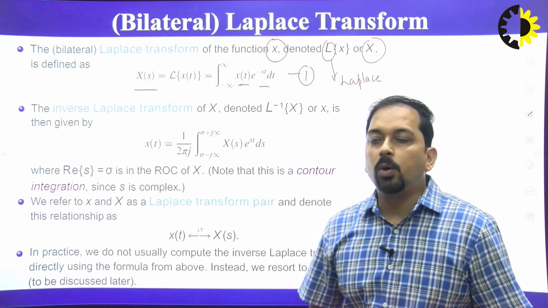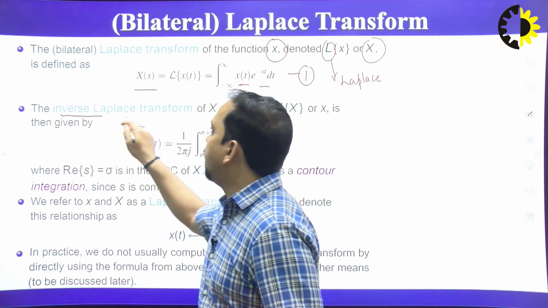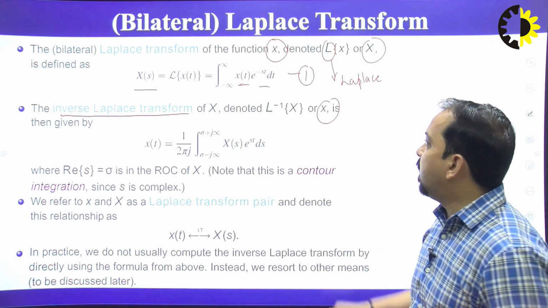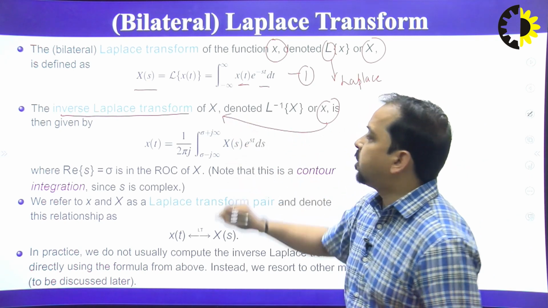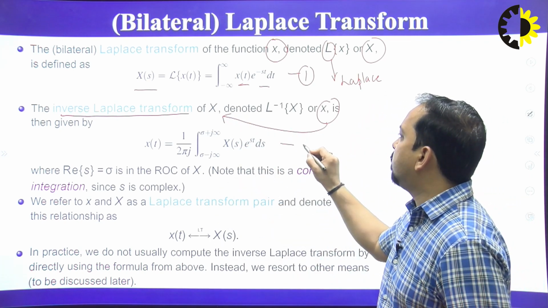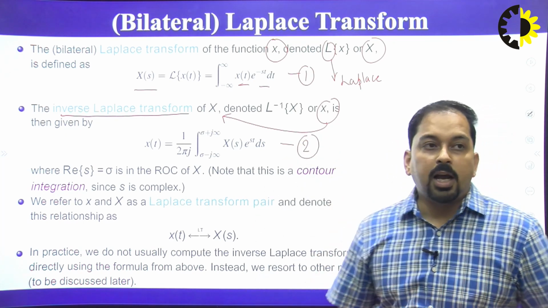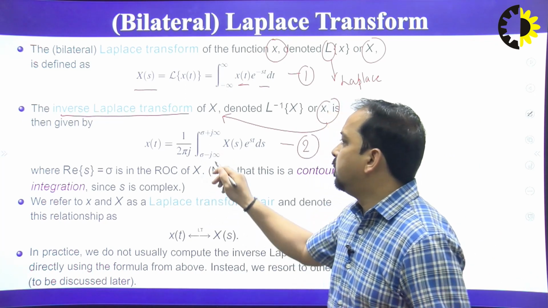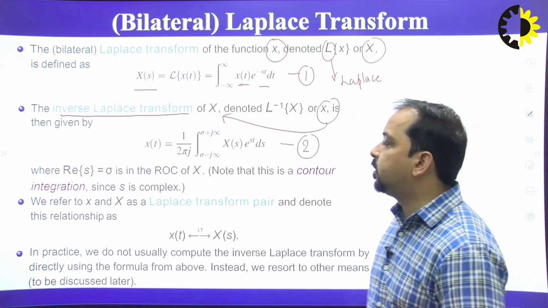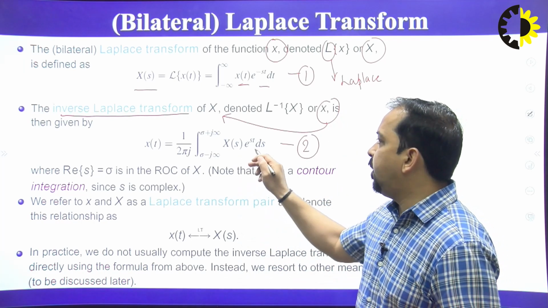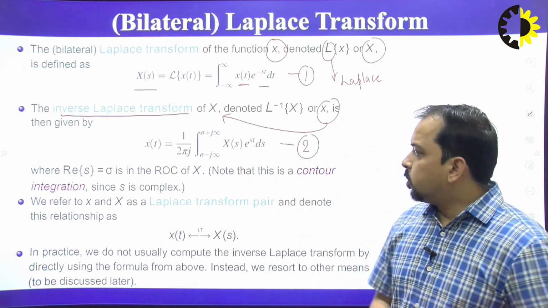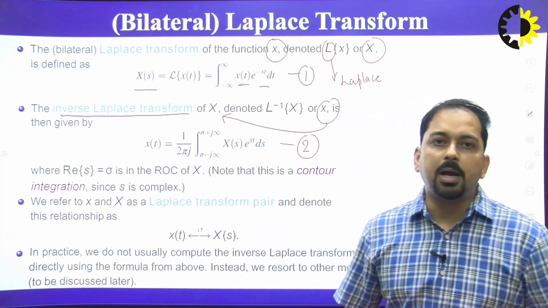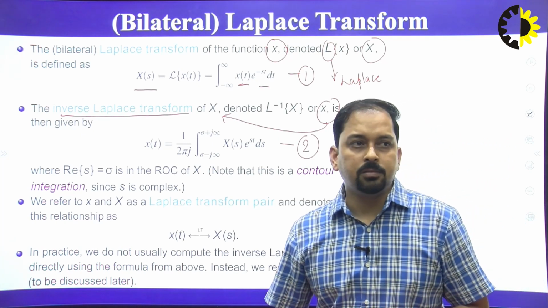We have one more relationship, which calculates the inverse Laplace transform. If we want to find the time domain signal x(t) from a given Laplace transform, we can utilize equation number 2. The generalized form is x(t) equals 1 by 2 pi j times the integral from sigma minus j infinity to sigma plus j infinity of X(s) e raised to the power st ds. This is the equation we use to calculate the inverse transform, but we have some other methods also, which we'll see in the next classes.